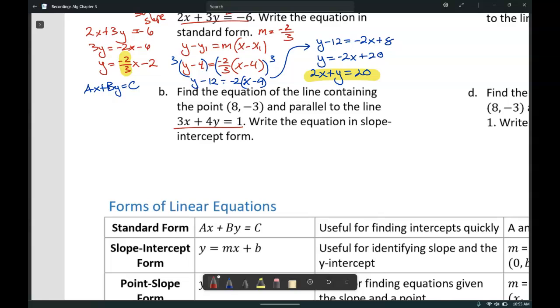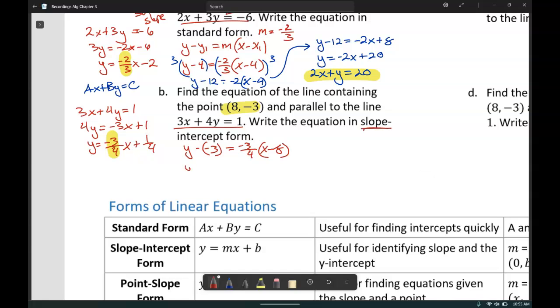We want to find our slope. We have our slope and we have our point, so we can use our point-slope form. y minus y1 equals m times x minus x1. This time we want it in slope-intercept form, so we just need to get y by itself. So we don't have to worry about getting rid of the fraction. We can keep it.